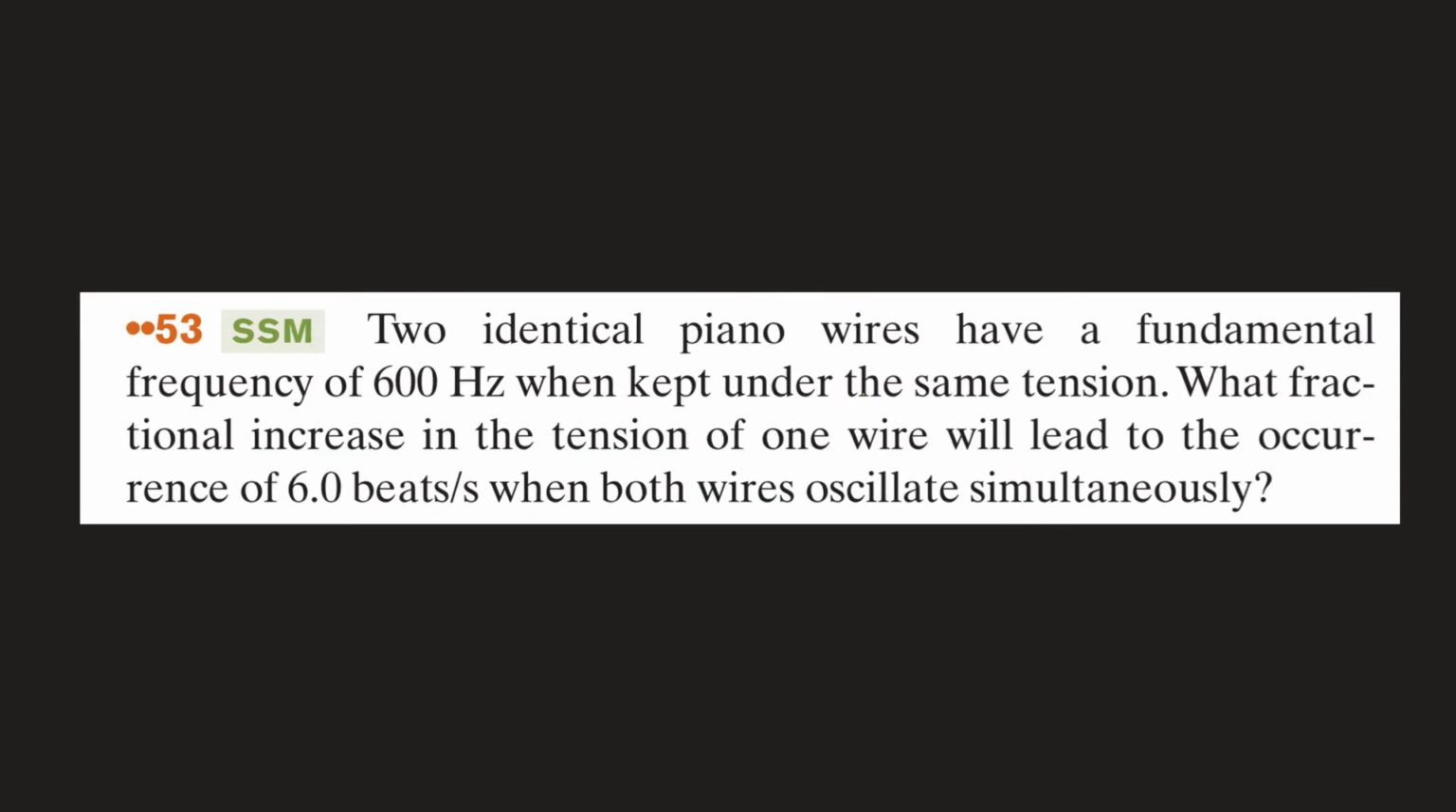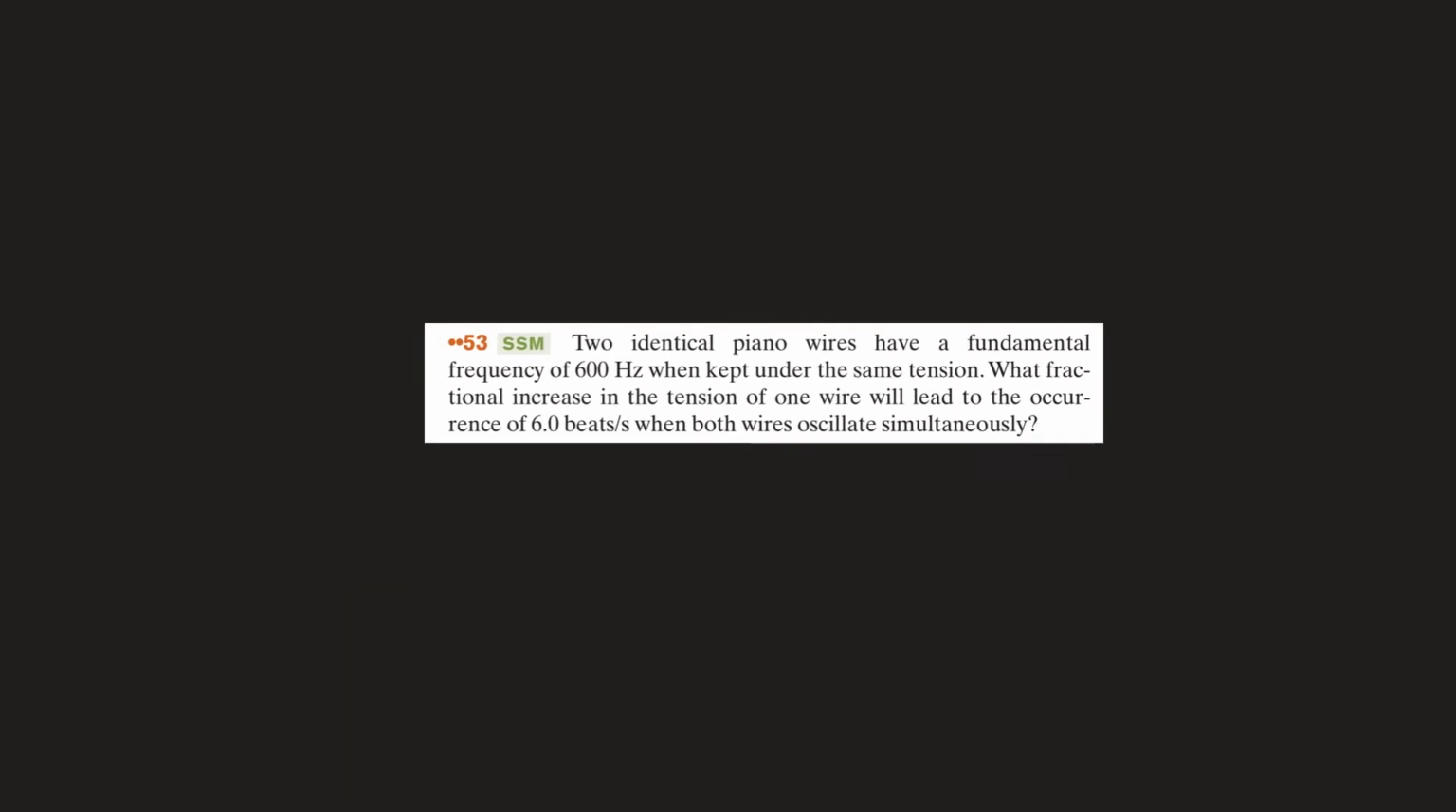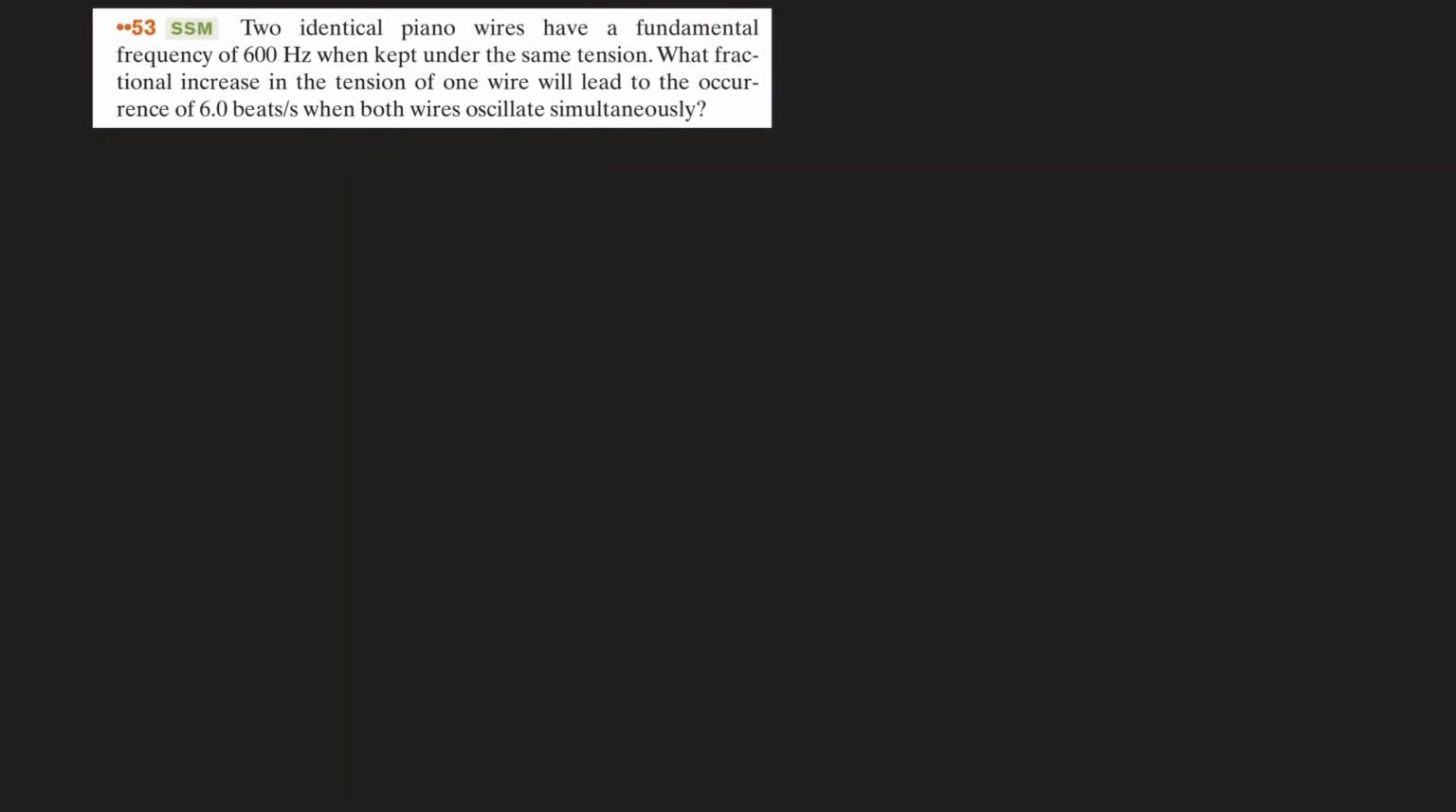Problem number 53. Two identical piano wires have a fundamental frequency of 600 Hz when kept under the same tension. What fractional increase in the tension of one wire will lead to the occurrence of 6 beats per second when both wires oscillate simultaneously? Let us suppose we have two wires. The frequency in the first wire is F1 and the second wire is F2. The tension in the first wire is T and the tension in the other wire is slightly changed, which is equal to T plus delta T.